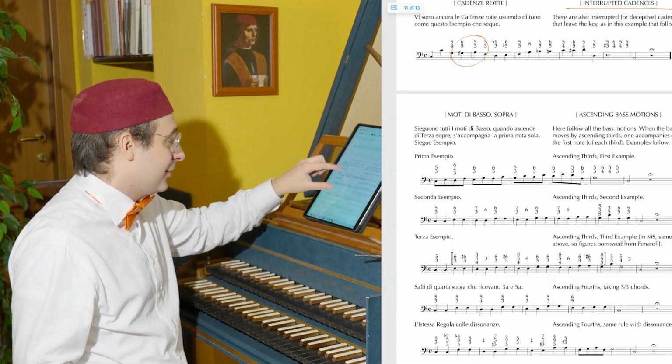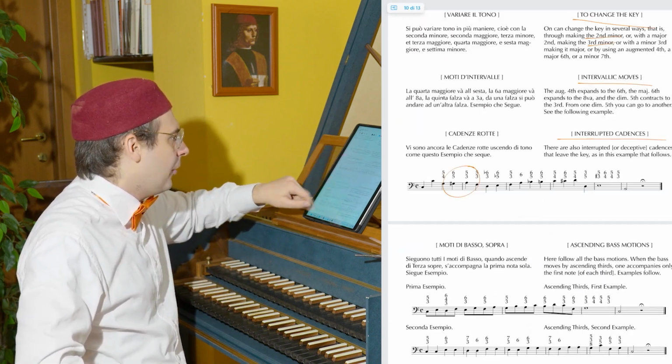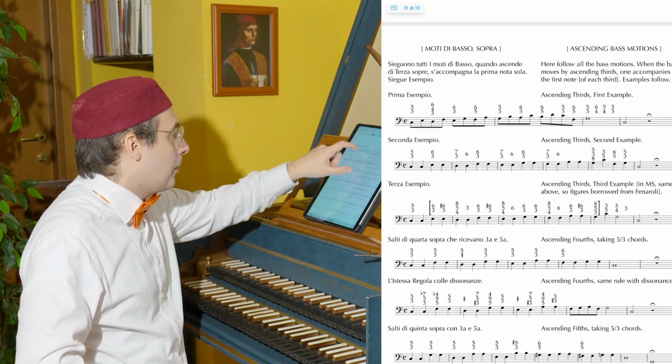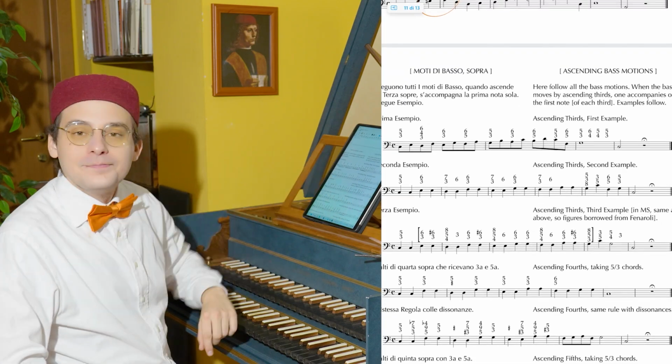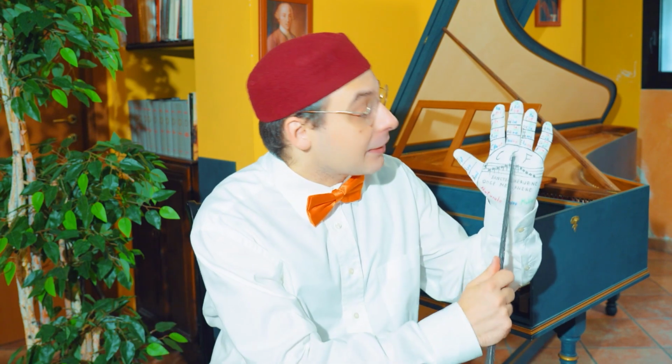And then let's continue in the next step, talking about other interesting things, like here moti di basso sopra. Ut fa sol re mi fa. Can you sing with your hand? Consider that this method has been used to teach music from the Middle Ages until the early 19th century. All the great musicians whose music captivates and moves us learned the basics of music starting right here.